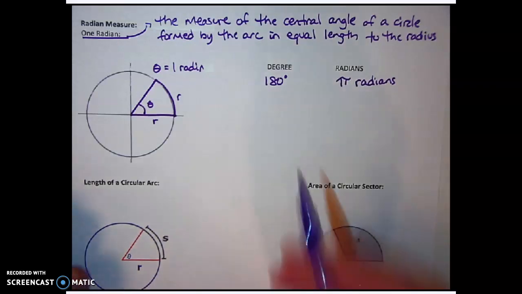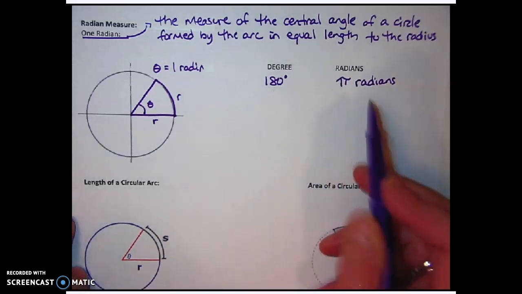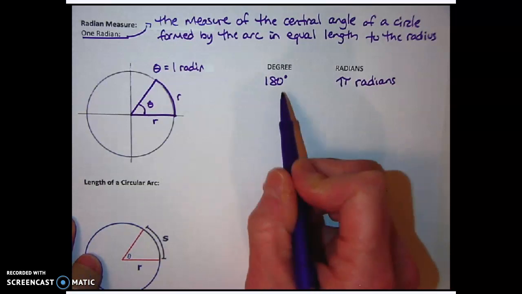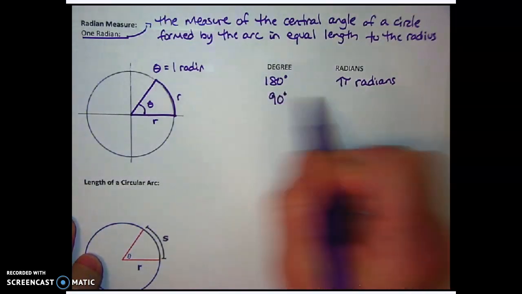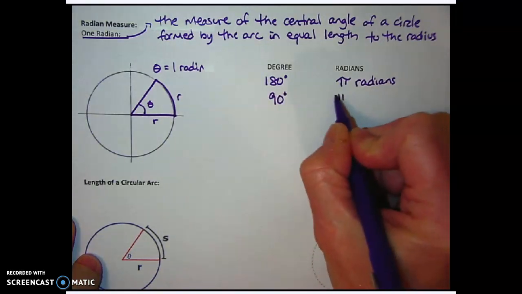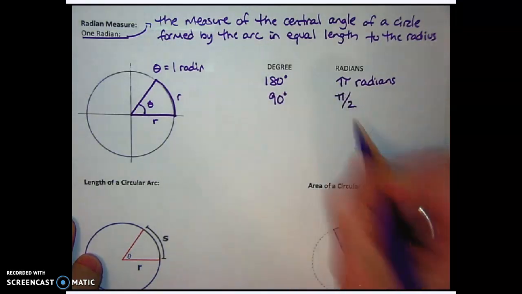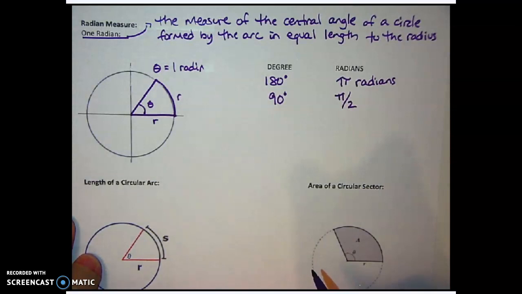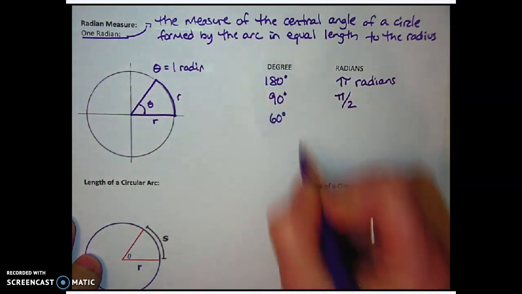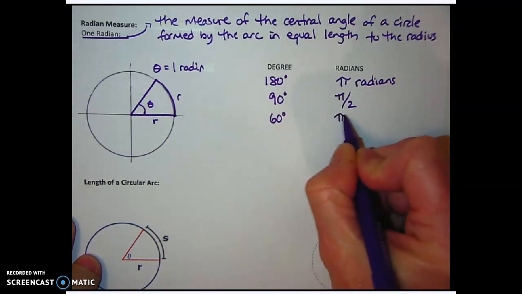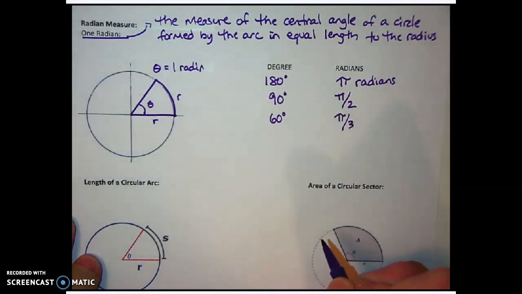So from the video, we saw that 180 degrees is pi radians. If we divide 180 by 2, we get 90 degrees. So we would also divide pi by 2, so we can see that 90 degrees is pi over 2 radians. If we divide 180 by 3, we get 60 degrees. Divide pi by 3, we get pi over 3 radians.